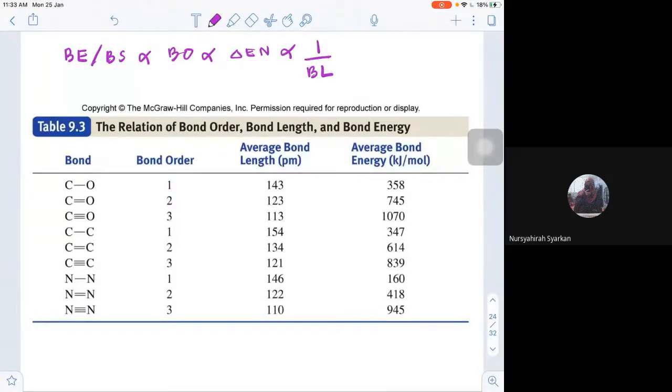So these are the relationships that you have to remember. Another example is given in table 9.3 as what we have discussed. Between single, double, triple, the bond order will be first, second, third order. Look at the length: single longest, triple shortest. Look at the bond energy: single has the lowest bond energy, and then triple has the highest bond energy.